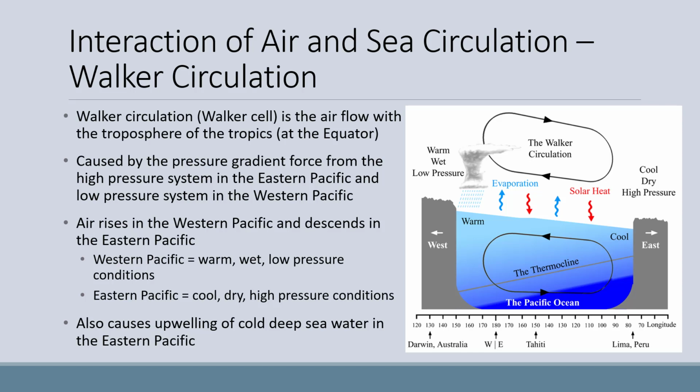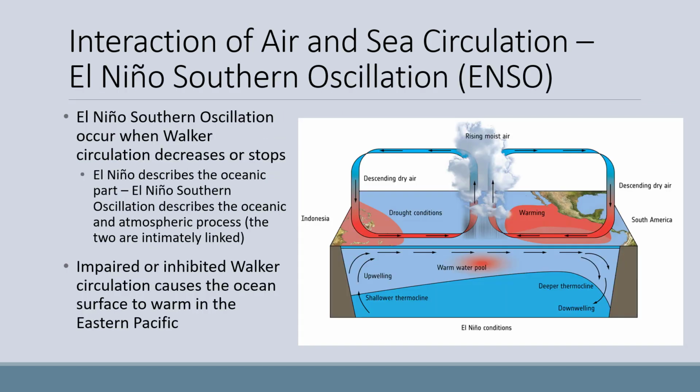Walker circulation also causes an upwelling of cold, deep seawater in the eastern Pacific because water is being transported westward by all the wind, and deep water upwells to take its place. This cools the sea surface in the eastern Pacific and makes for a productive fishery because cold deep water typically has lots of nutrients. Next, we're going to talk about something called El Niño Southern Oscillation, which is defined by a certain mode of Walker circulation.